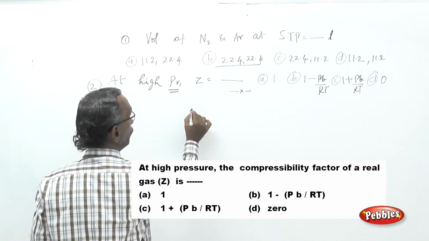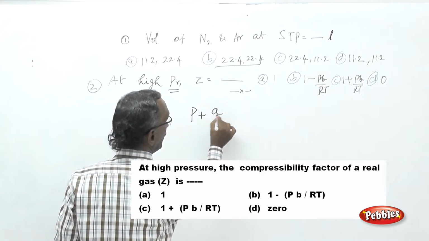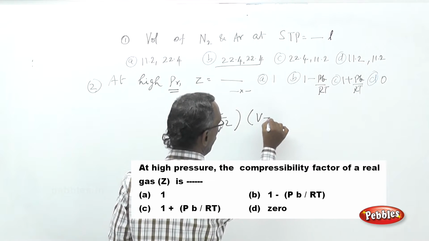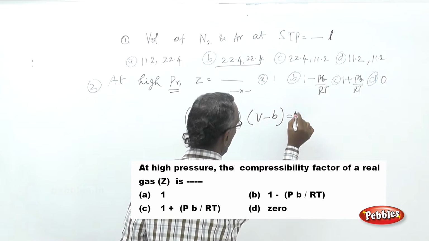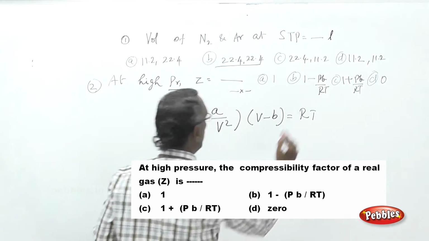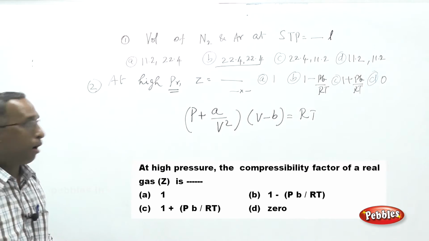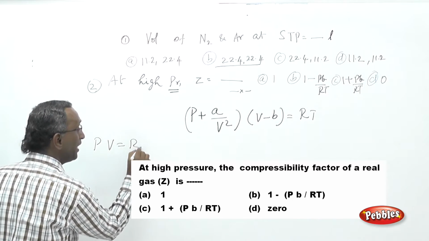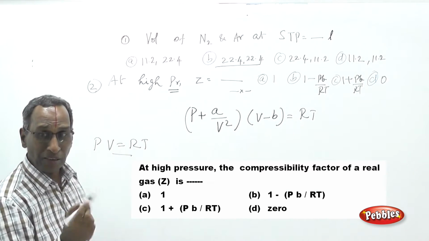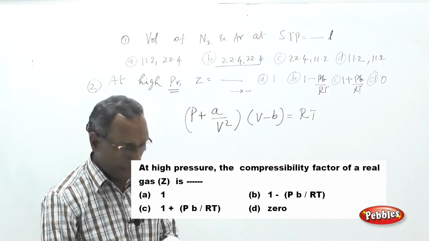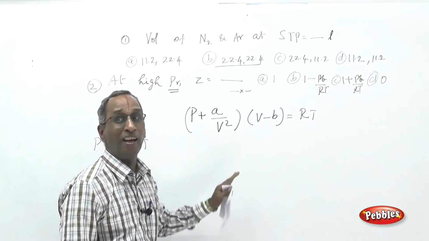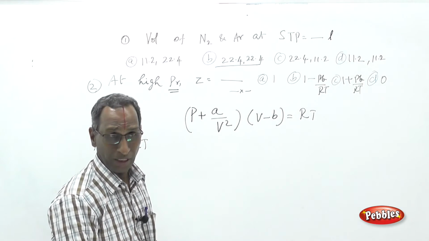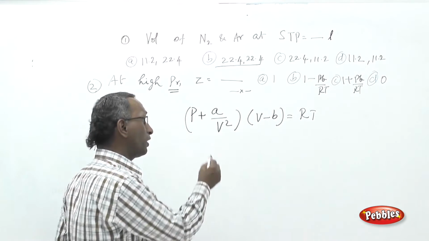Here we have to make use of the Van der Waals equation. The Van der Waals equation is (P plus a by V squared) into (V minus b) equals RT for 1 mole of gas. PV equal to RT is the ideal gas equation, but not all gases behave ideally. This is called the real gas equation, and he took into account the correction terms.